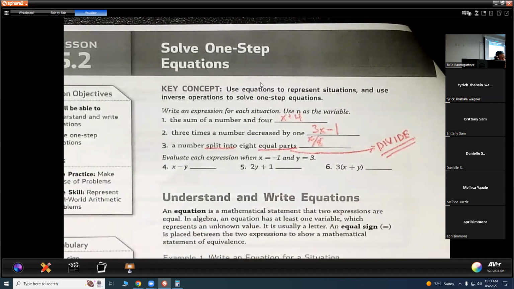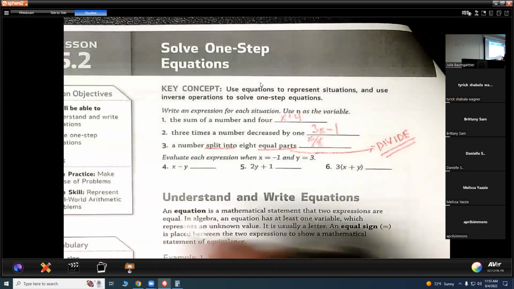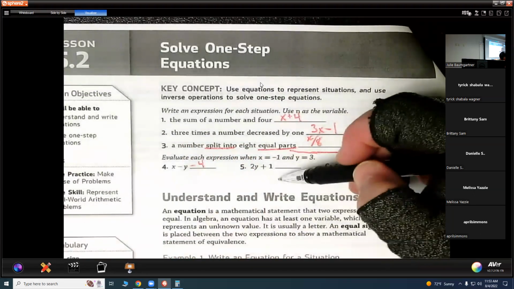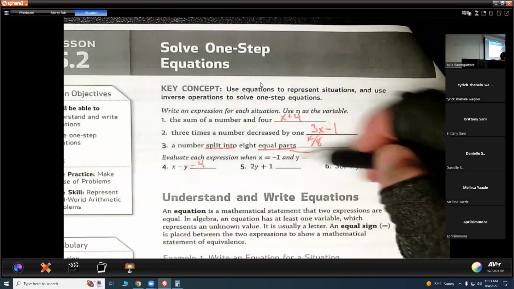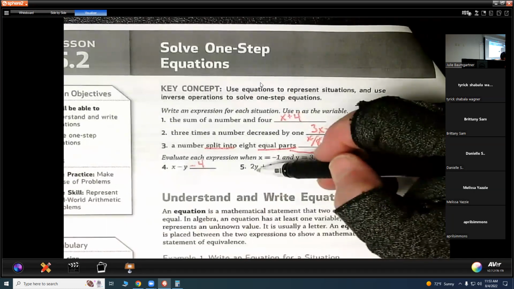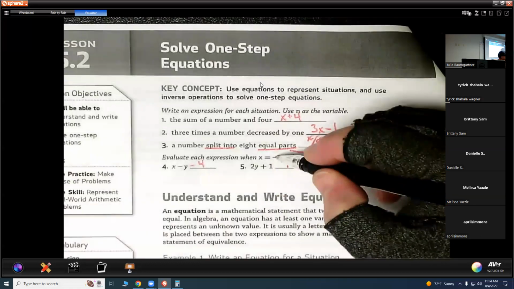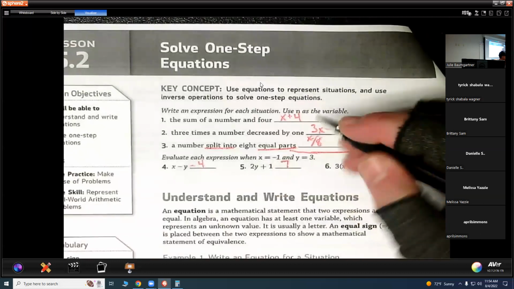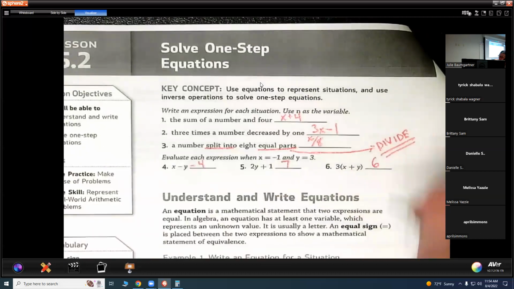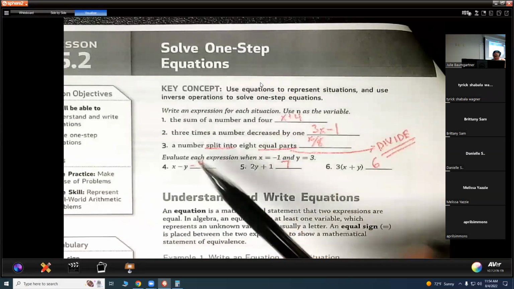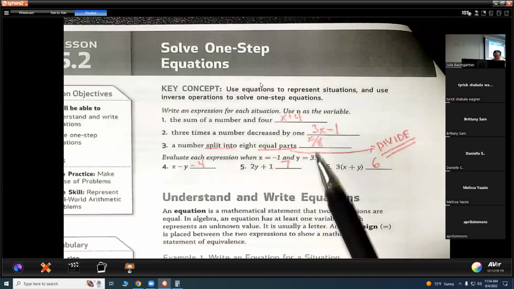Okay, and then evaluating each expression when x is -1 and y is +3. So -1 minus 3 is -4. 2 times 3, sorry, because we have a y here. 2 times 3 is 6, plus 1 is 7. And then here, -1 plus 3 is +2, and then 3 times 2 is 6. All right, is everyone feeling good? I know I keep asking, but hopefully this feels okay.